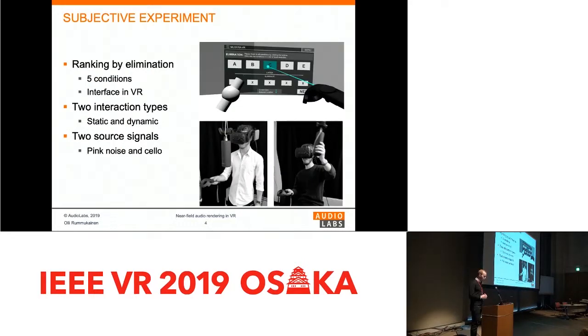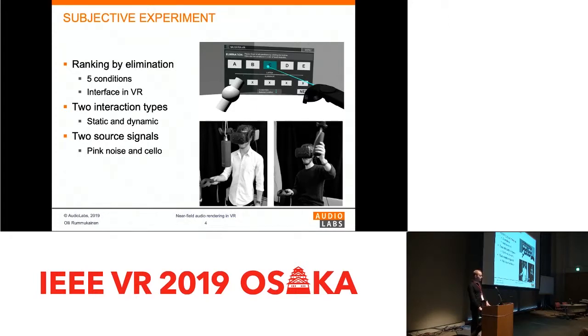Okay, so what was actually done? We took the 5 conditions and created this ranking by elimination task in VR. On the upper right there, you can see the interface we had in VR. All the 5 conditions are there side by side. People can listen to them, switch between them as many times as they like, and then eliminate them in the order of least preferred. So the one that's the worst, based on any criteria that people feel important, they would eliminate that and keep doing it until nothing is left in the panel. And this creates a ranking of the 5 conditions that we had.